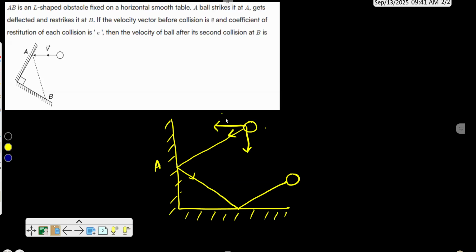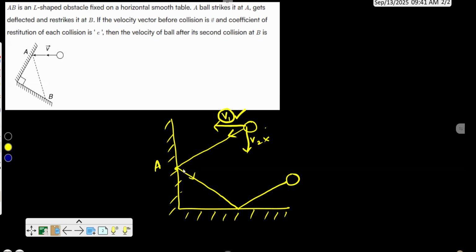Let us take this as V1 and this as V2. With V1 it is going to hit the obstacle. So V1 is the initial velocity before collision, because collision will happen with this velocity only. Collision will not happen with V2 because V2 is parallel to A. So collision will happen with only the V1 velocity. I hope you understood this.